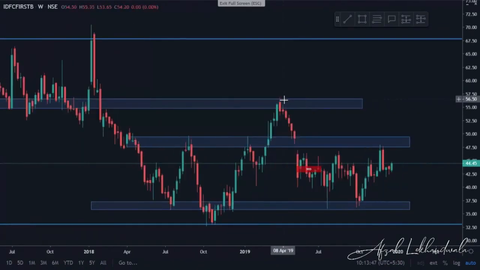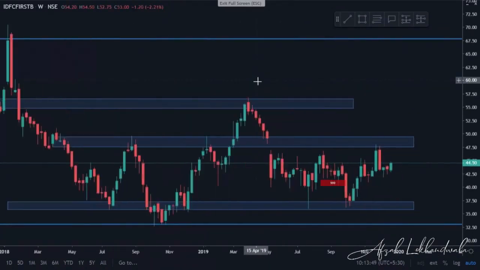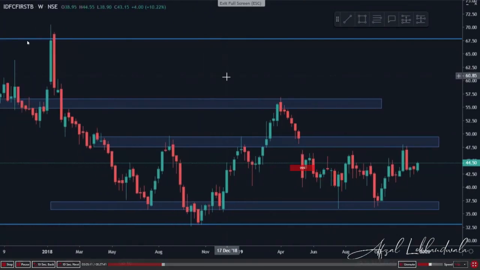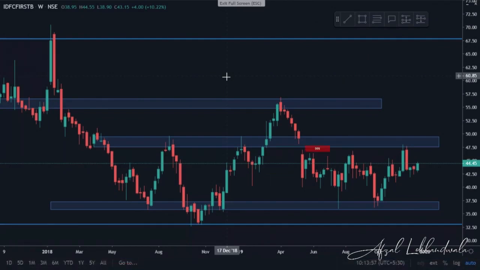Rather, I would want my chart in a comfortable position like this. This position is good. So this comfortable thing is subjective and it will come with practice automatically. You need not worry. Now I want you to identify the highest point in the chart. So the highest point is this. This is a good area of resistance.